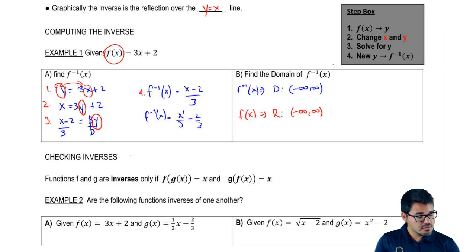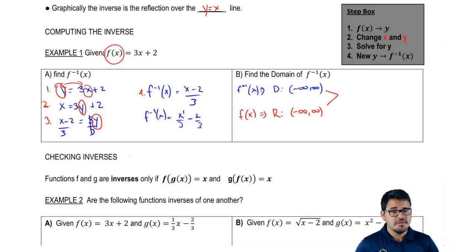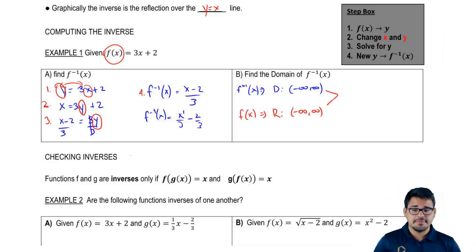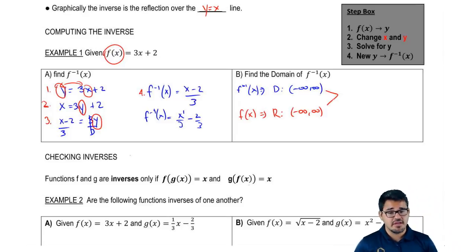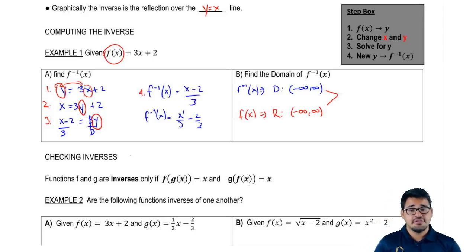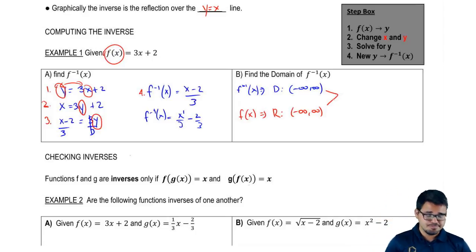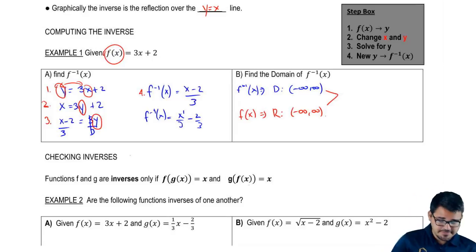So here we have that the domain and the range are exactly equal, because that's how you find the domain. The domain of the inverse is actually the range of the original. So if you're ever stuck on the domain of the inverse, you can just go back to the original function and use it to find the range. That's how we find the domain of an inverse.